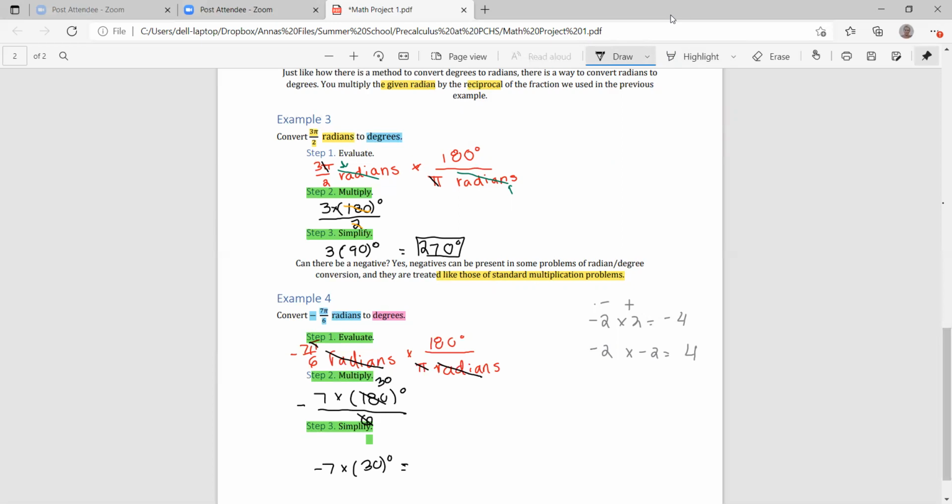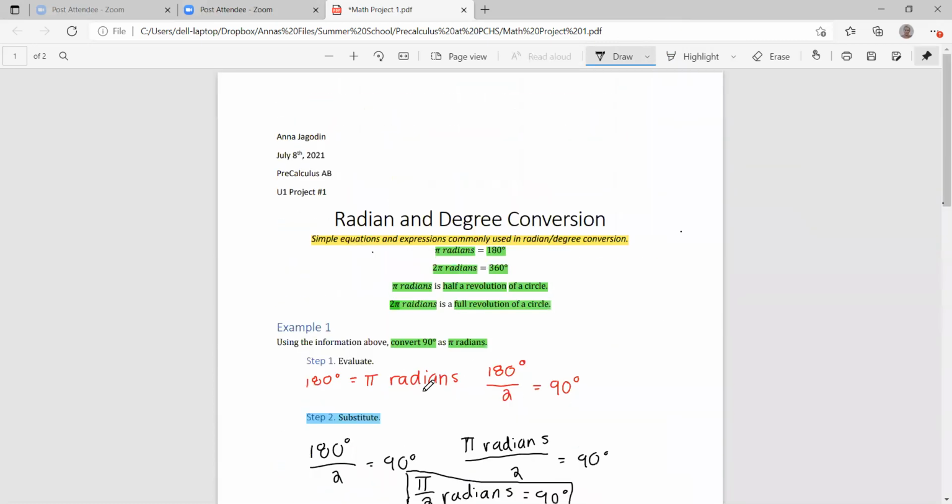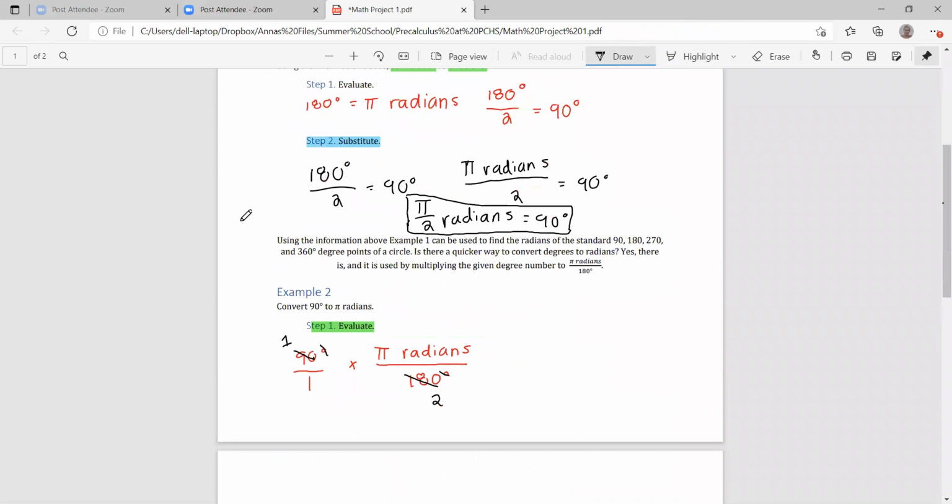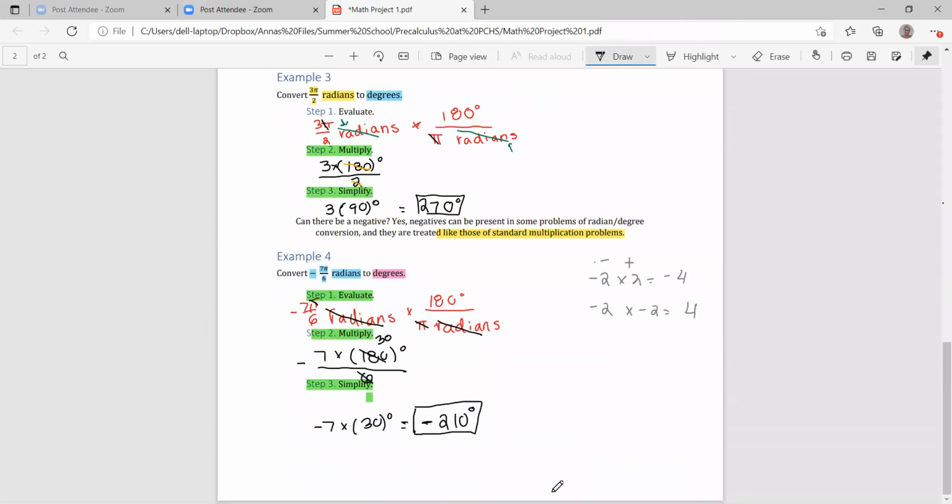Remember, negative and positive in multiplication, the negative will be in the answer. So let's put the negative sign first. Now let's multiply 7 and 30. We have 210. And finally, we need to include our target unit in the answer because that is what we were solving for. And that is our answer for example 4. And we have successfully converted radians and degrees with 4 easy examples explaining what you should do in these examples.